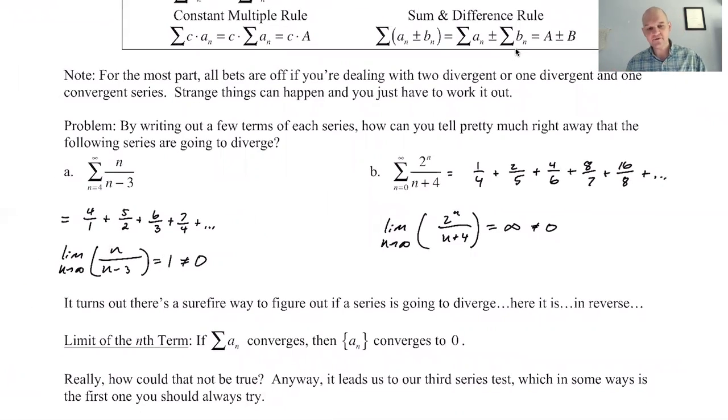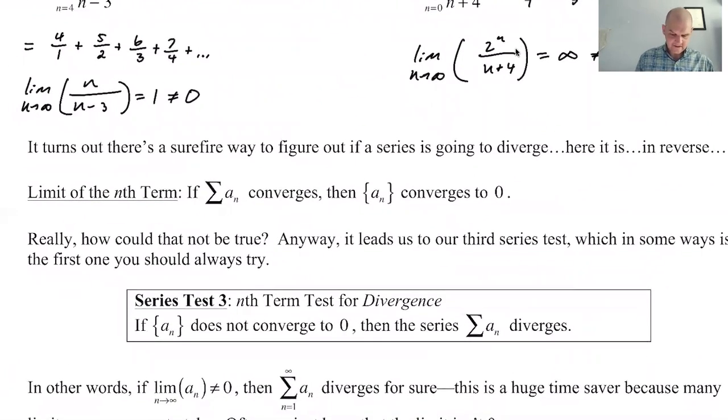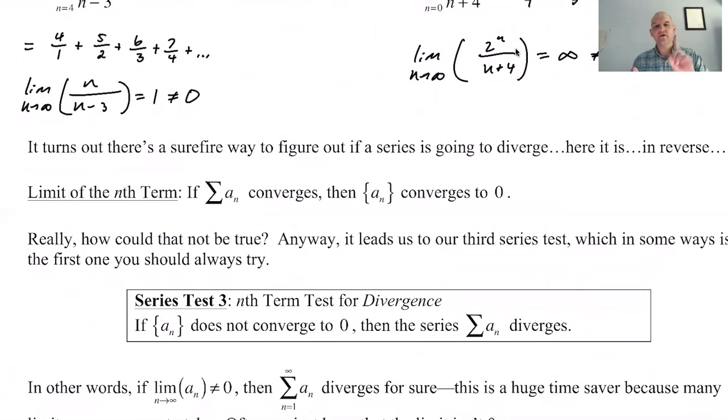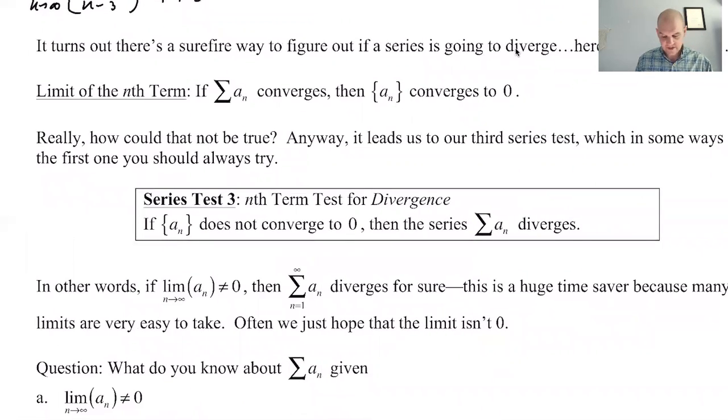So it turns out that there's actually a property here that says that if a series converges, then the sequence of a sub n, so the nth term, has to go to 0. So the sequence converges to 0. So if the sum converges, then it must be the case that the sequence goes to 0. This gives us another series test. So this is our third series test. And eventually there's a lot of them, but keep up and you'll be okay.